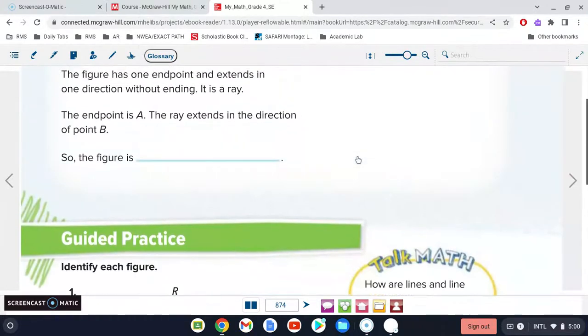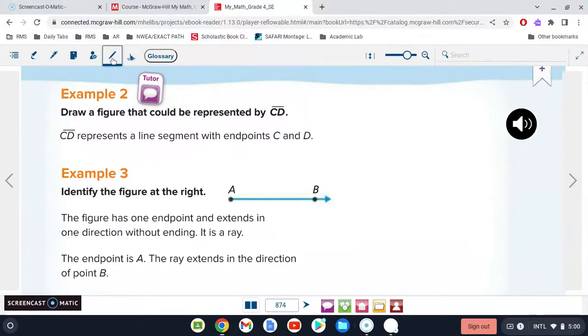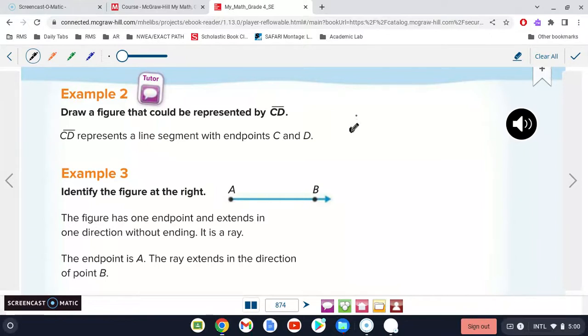Okay, turn it over. Example 2 says draw a figure that represents CD, and it's just a straight line and there's nothing there. So that is a line segment. So you draw a dot, a line. Sorry, it's not straight. It's really hard to do it on this thing. And a dot. And then you label the dots C, D, because it's a line segment.